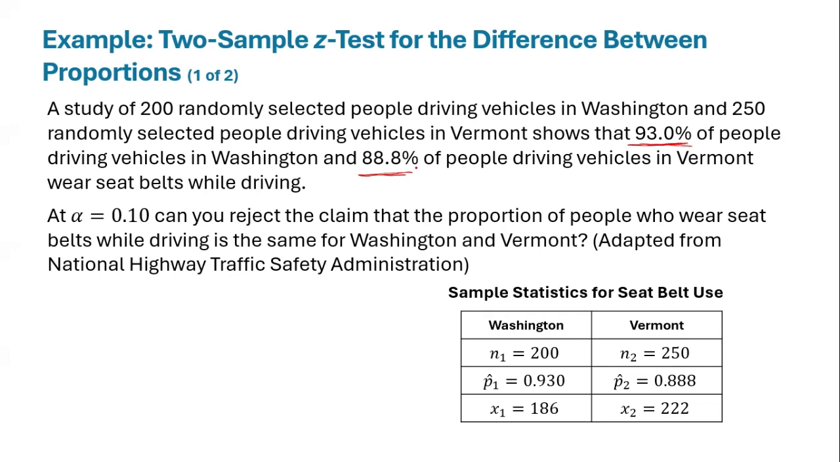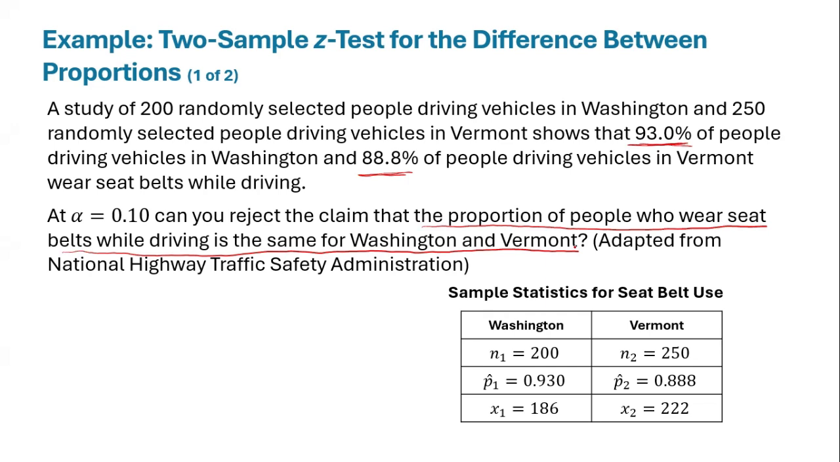It says if alpha is 10%, can you reject the claim that, okay, let's see what's the claim. The proportion of people who wear seatbelts while driving is the same for Washington and Vermont. And the information from the two samples are given in this table.